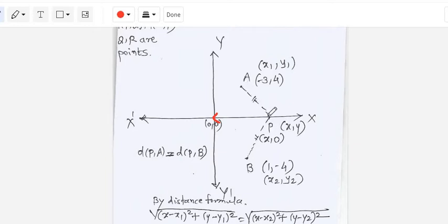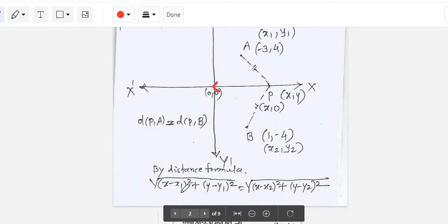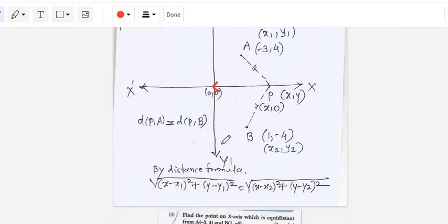That means we can write PA is equal to PB. Then we have to use the distance formula. What is your distance formula? Square root of (x minus x1) to the whole square plus (y minus y1) to the whole square is equal to square root of (x minus x2) to the whole square plus (y minus y2) to the whole square.